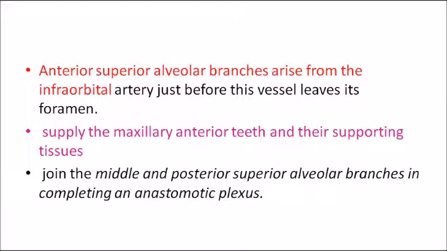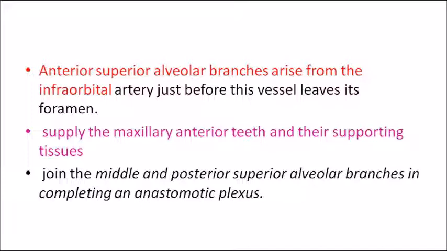Now the anterior superior alveolar artery, which is again arising from the infraorbital artery itself, but just before this artery leaves the foramen. So this anterior superior, as the name suggests, supplies the anterior teeth in the upper arch and the supporting tissues. Also, it anastomoses with, or joins, the middle and posterior superior alveolar branches and completes an anastomotic plexus. So anterior superior is supplying the anterior maxillary teeth and its supporting tissues, and it is in turn a branch of the infraorbital artery.